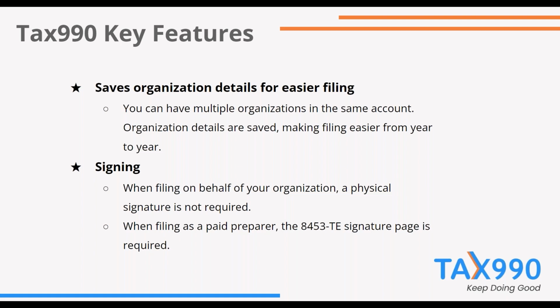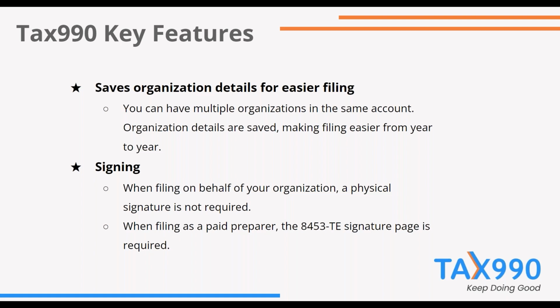Whether you assist in the filing process for multiple organizations or you're only filing for one organization, you can manage all your details from the same Tax990 account. And your organization information saves in the account, so when it comes time to file each year, you just choose which organization you're filing for, and the name, EIN, address, and principal officer information will auto-generate.